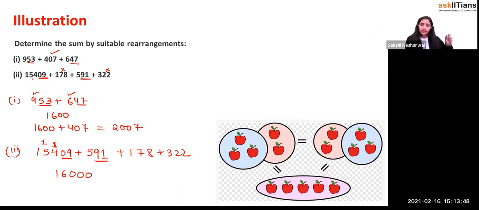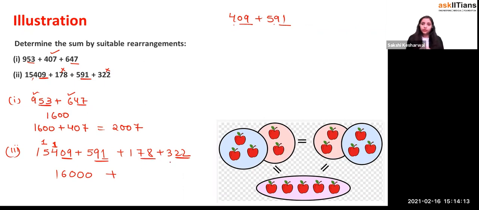Or you can say that 15,409 plus 591. You can just break it like this also, 409 plus 591, right? So this and this sum up to what, beta? 100, and 4 plus 5 is equals to what? 9. So 900 plus 100 will be what? 1,000. Yes. So 15,000 plus 1,000 will be what, beta? 16,000. Right.